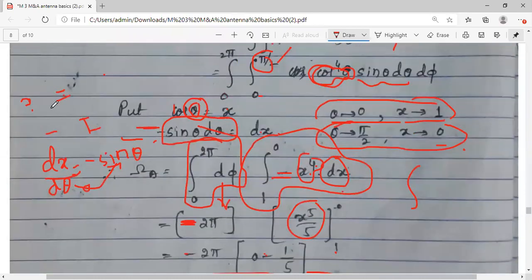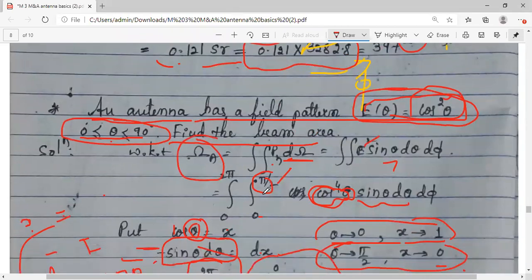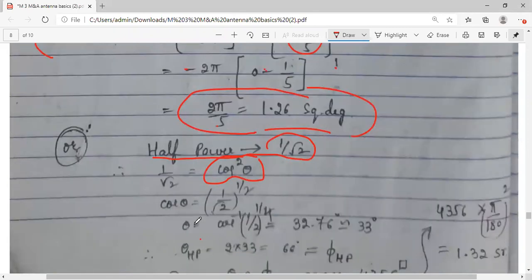As I told you, this is one method we found the beam area. There is one more method we can go for. This is the second method. What we usually did in the previous problem also, we know that the half power is equal to 1 by root 2, but the given variation is a cos square, so cos square theta is equal to 1 by root 2. What is theta?